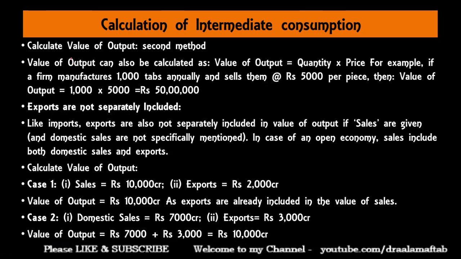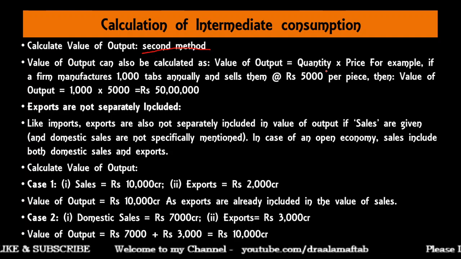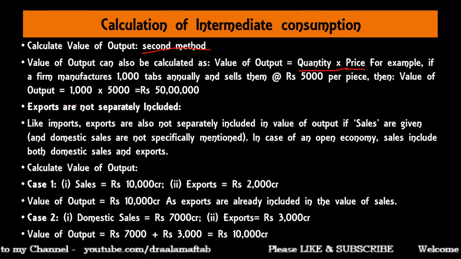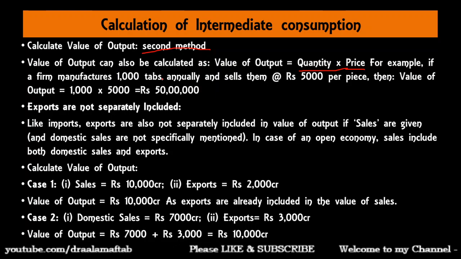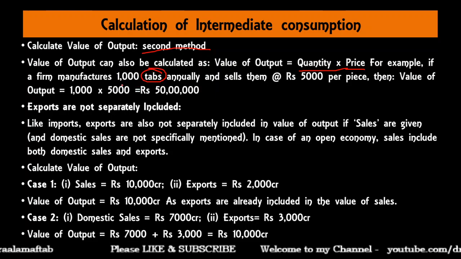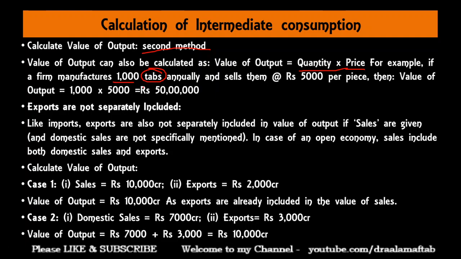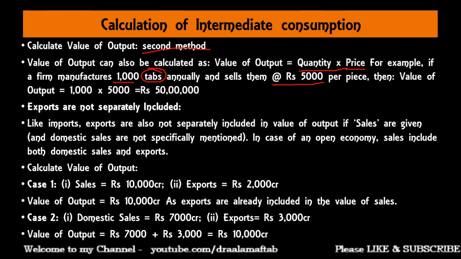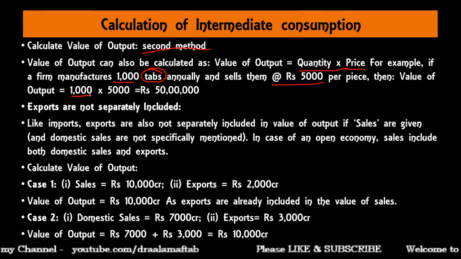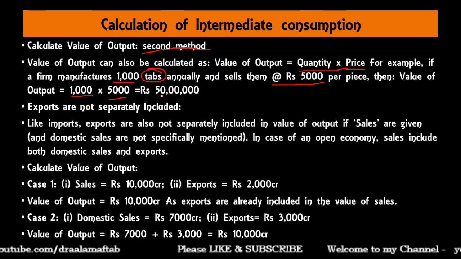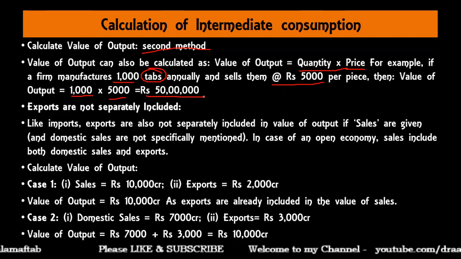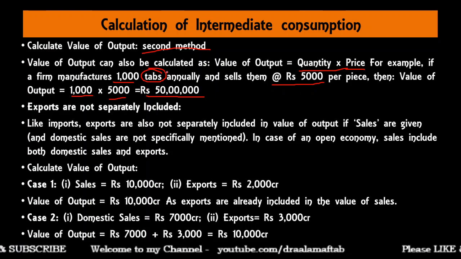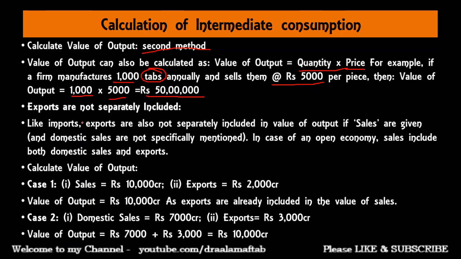Now the calculation of value of output with the second method. The second method is simple: quantity multiplied by price. Say for example, a firm is making tablets, and it is producing 1000 tabs and selling at the rate of 5000 per piece. So value of output will be 1000 multiplied by 5000, so it will be equal to 50 lakh. So this is how also you can calculate value of output.